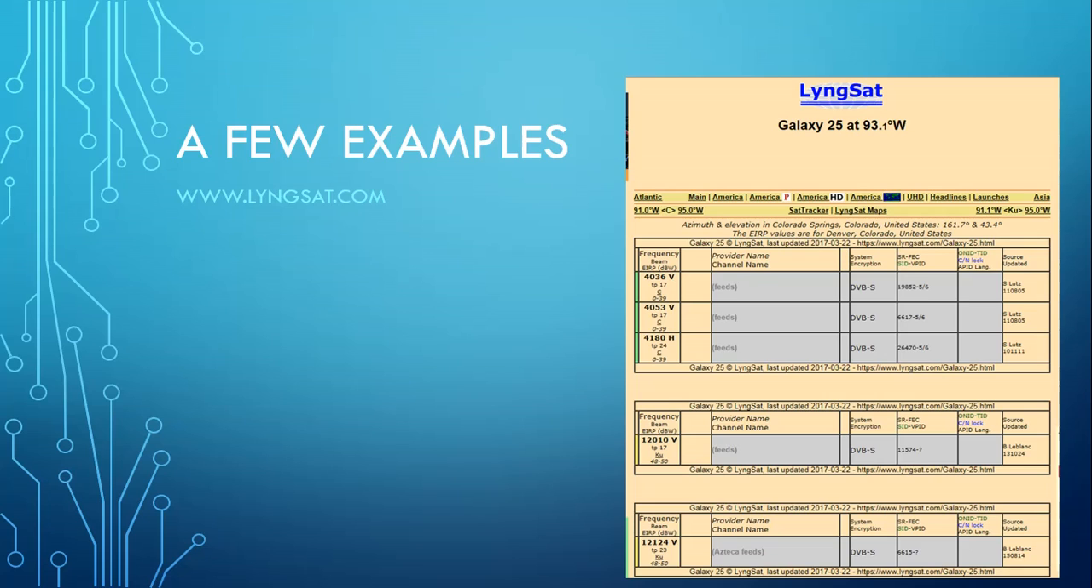Lyngsat.com can be used to verify that your system is on its proper satellite by providing the satellite signal's frequency, polarization, and bandwidth allocation. This site could prove vital as you perform system troubleshooting and operations.